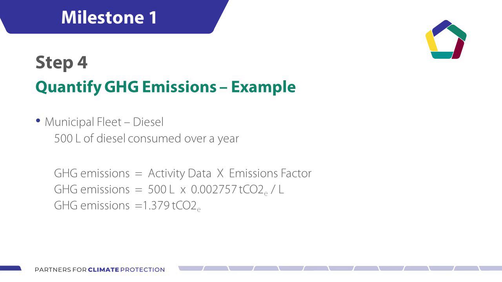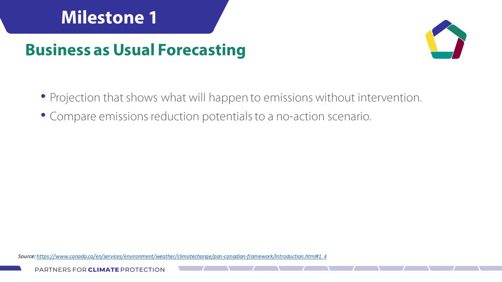So those are the 4 steps involved with creating an inventory. They're very basic steps that help you break down the process of doing the inventory. One last aspect of the inventory is to do something called a business as usual forecast. What this does is that it shows us what will happen to emissions if there is no intervention or any climate mitigation initiatives. So basically, this is what your future inventory would look like if we assumed no further action was taken to limit emissions.